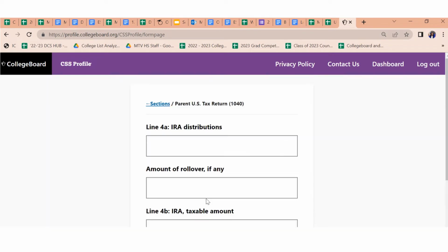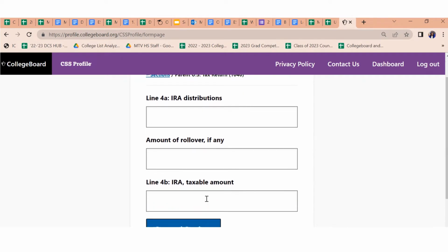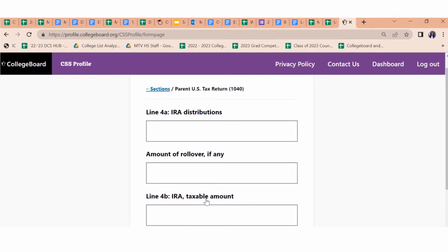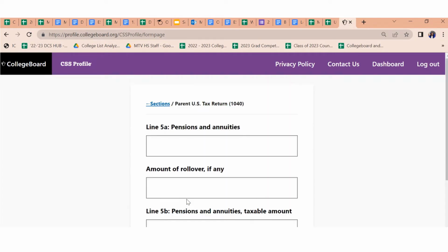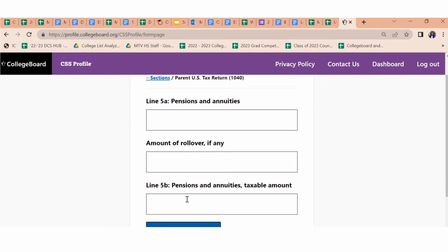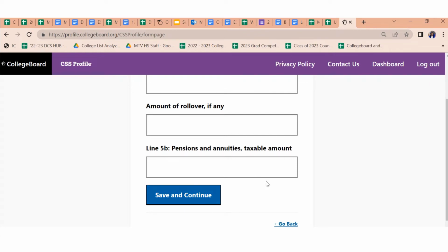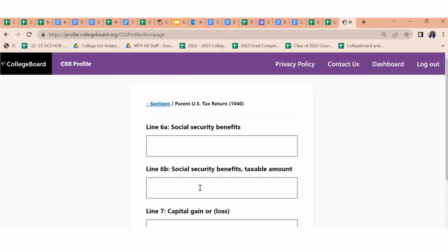Again, schools are going to get an actual copy. You're going to have to upload the full copy of your 1040, so they will have all of this information. So anything that is not required, it is okay to leave blank. They will be asking for your W-2s and a copy of your 1040. So these next questions are also not required. So we will skip them and click Save and Continue. Again, these questions about pensions and annuities, rollovers, also not required, so we're going to leave them blank and click Save and Continue.